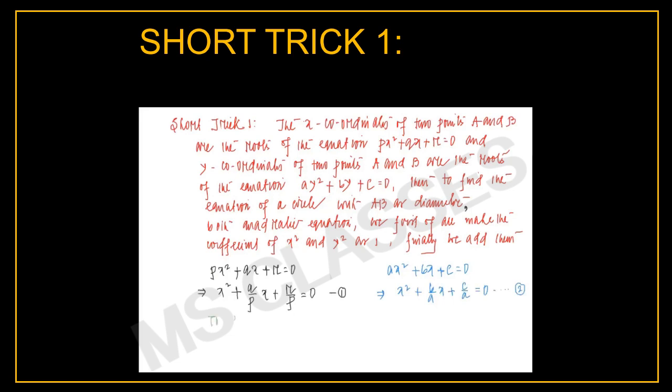Now what we do? To get the equation of circle, we add. And what we get? We get here x square plus y square plus q by p into x plus b by a into y plus r by p plus c by a equal to 0. Very simple. So this is the technique which we will be applying as shortcut method. And the logic behind this technique also we will understand.